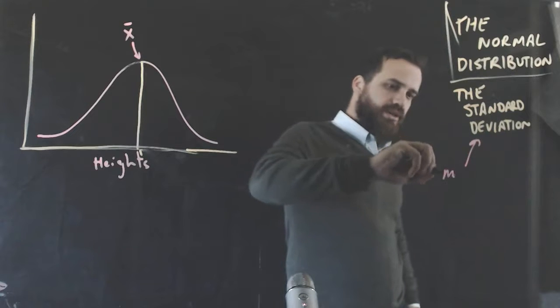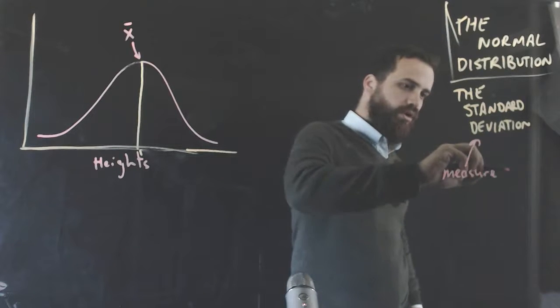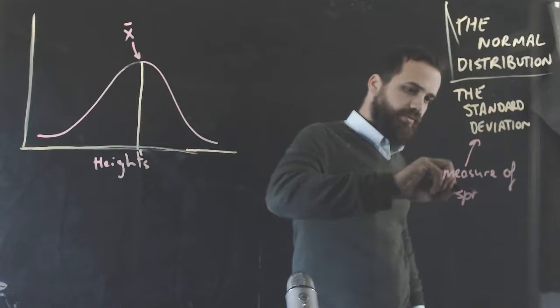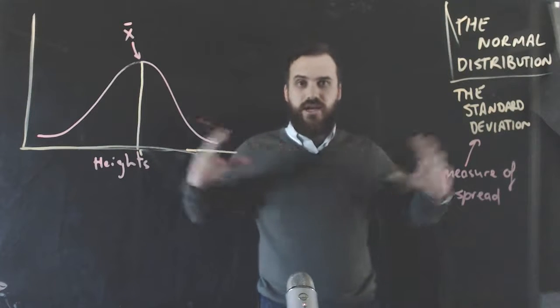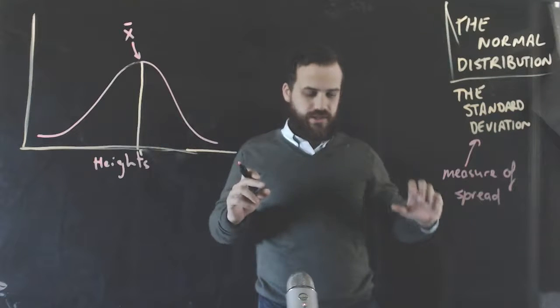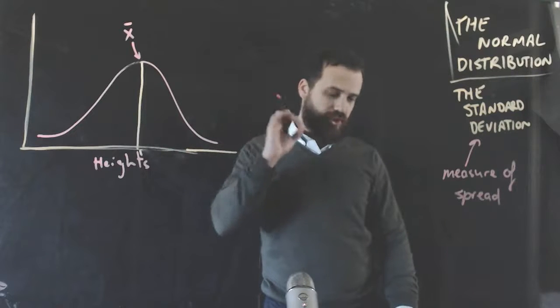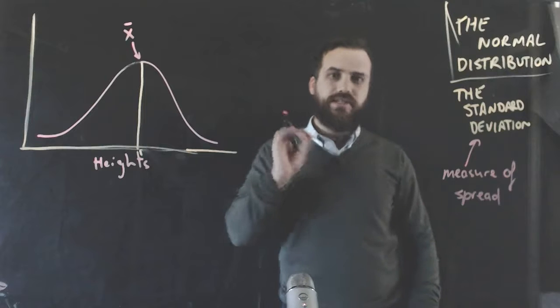It's a measure of spread. That is, it determines how spread out our distribution is. So let me give you two quick numerical examples of this.